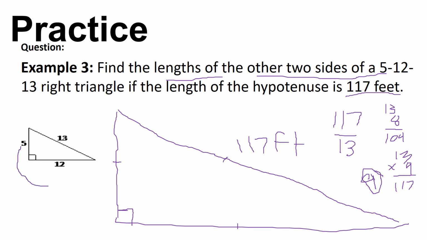Simply multiply 5 times 9 is equal to 45, and 12 times 9 is equal to 108 feet. So we have solved both of the other sides without using a calculator or any other special formula. The shortest side has a length equal to 45 feet. The second side has a length equal to 108 feet. So as you can see, we were able to solve for the lengths of the sides without using a calculator, just using our knowledge in special triangles.